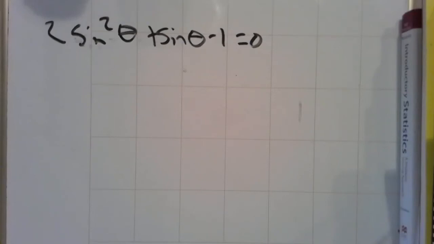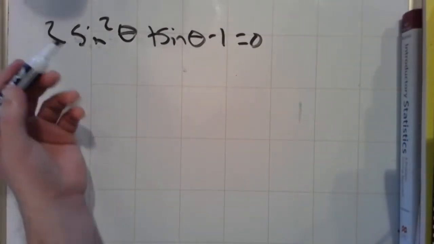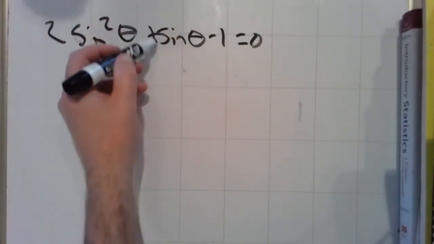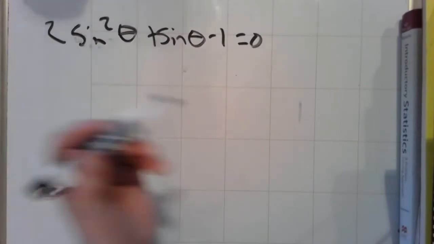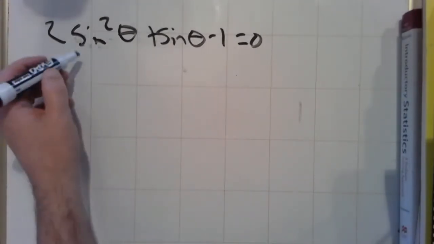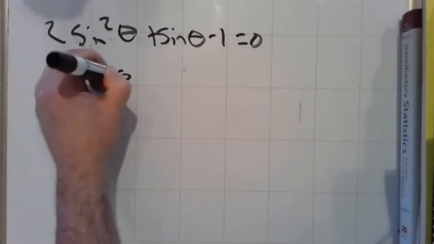Okay, let's solve this trig equation. I've got a quadratic. Anytime somebody gives you a quadratic, it's probably going to factor. So think factoring. Notice here, though, that I've got a sine squared and a sine. I don't have a mixture of sines and cosines and tangents and whatnot. Everybody's sine. So you could do this game where you let u be sine of theta.